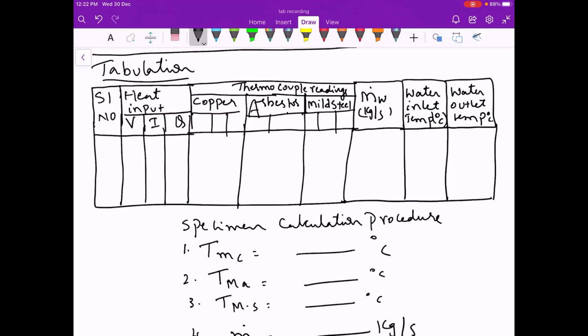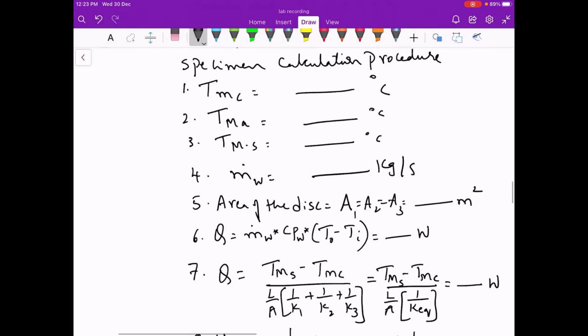How you have to calculate is, first, say for example serial number 1, try to maintain a certain voltage and current and find out the heat input. Take all the readings of the copper, asbestos, mild steel, all the readings. Then what you have to do is maintain a certain mass flow rate, then note the water inlet temperature, water outlet temperature, and all those things. The mass flow rate is almost maintained constant for every run. Then try to change the heat input and note down, tabulate all the readings. So this is what the tabulation is all about.